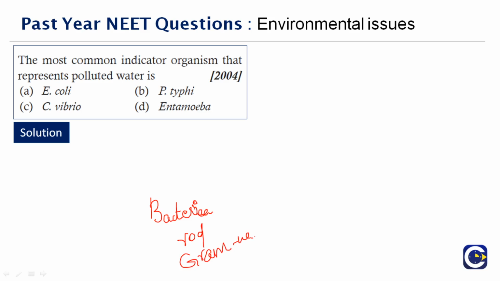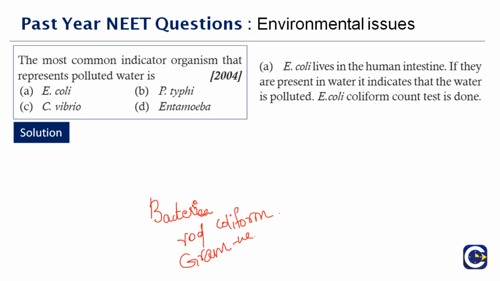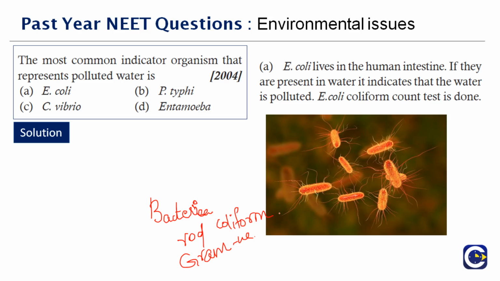Okay, and this bacteria, if you see, it is present in the human intestine. If they are present in water, it indicates that water is polluted, and E. coli is mostly in the form of coliform. A coliform test will be conducted to check the quality of the water, and thereby it represents the pollution in case E. coli is present. Okay, therefore the right answer is A. Next question here. So this is the microscopic view; I have given you a 3D image of how E. coli looks, and the body is covered with flagella all over, which helps in the motility of the bacteria. Next question here.